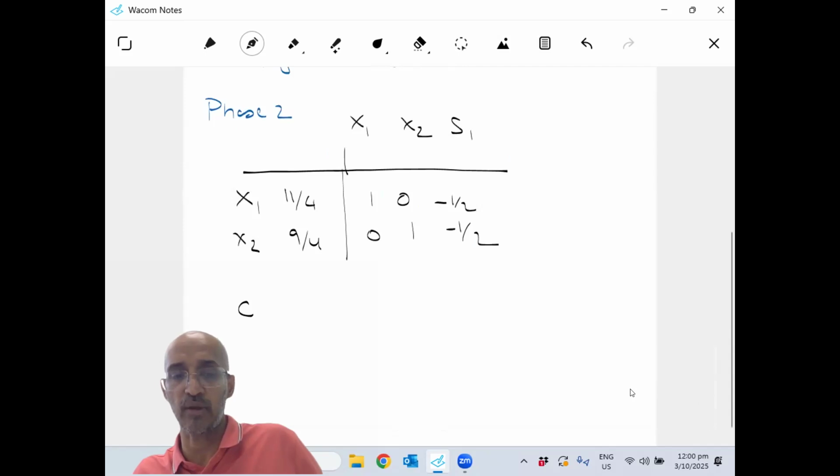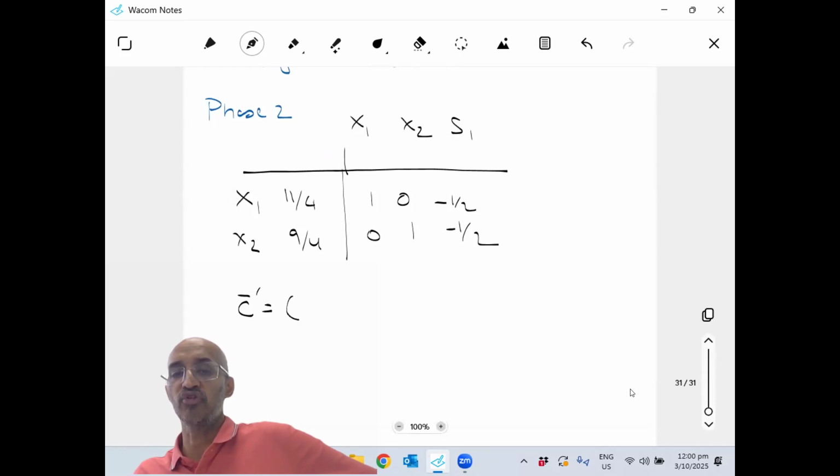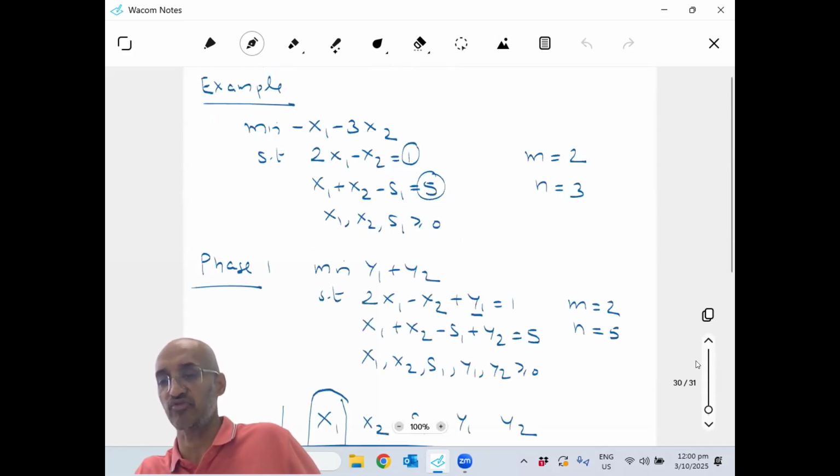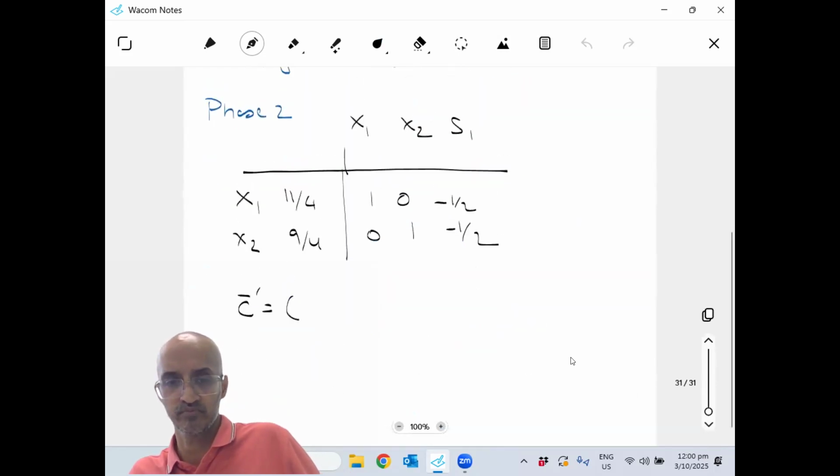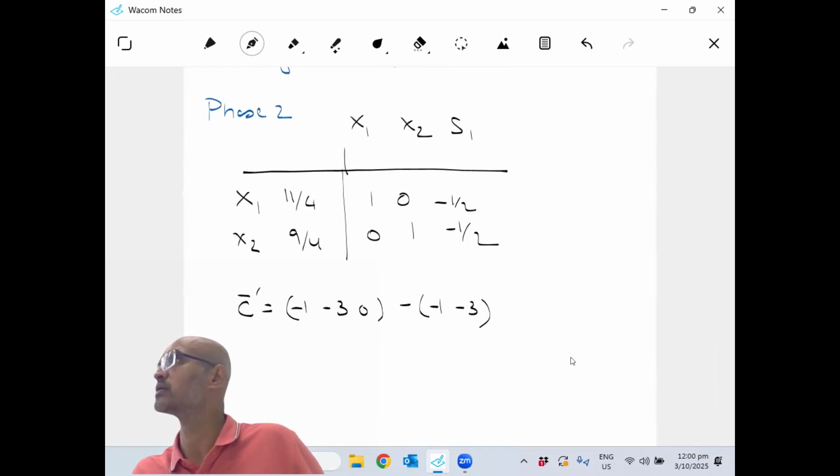So C bar is C1, C2 for x1, x2, and s1. What are my costs for x1, x2, s1? -1, -3, 0, minus the costs for my basic variables, -1, -3, times B inverse A. What is B inverse A? It is this matrix: 1, 0, minus half, 0, 1, minus half.